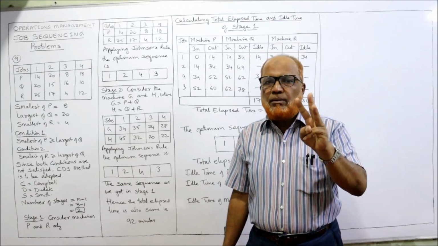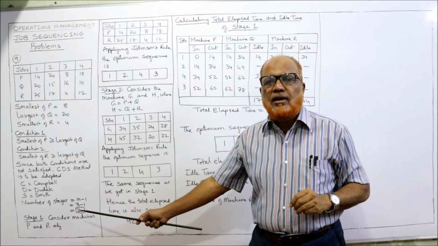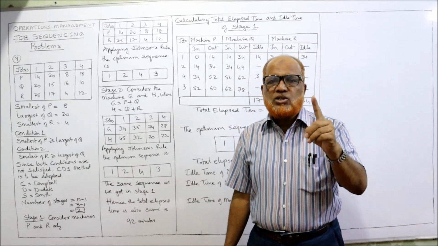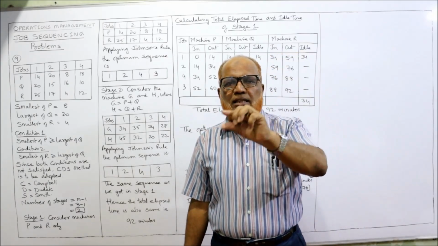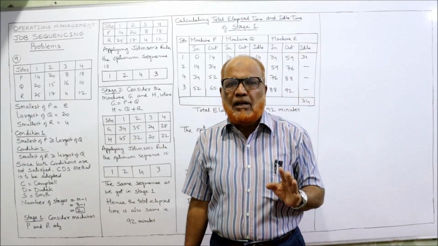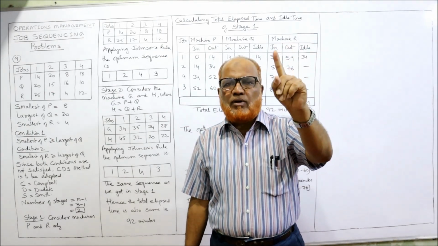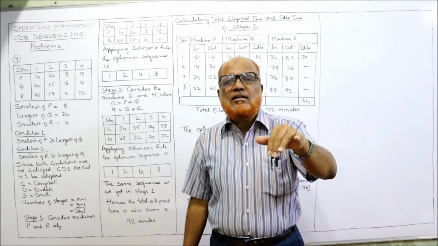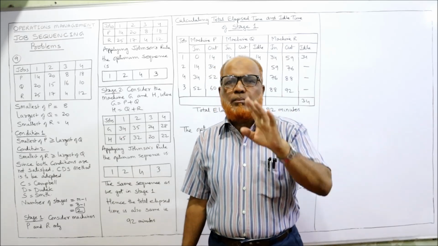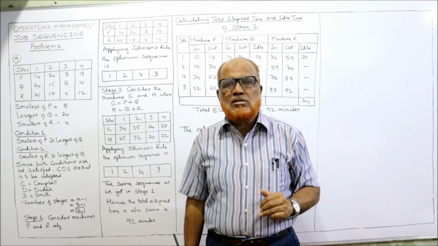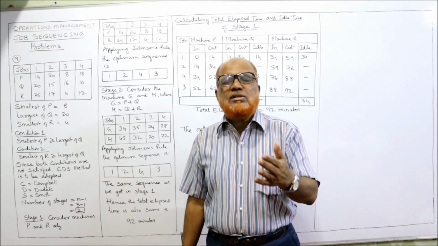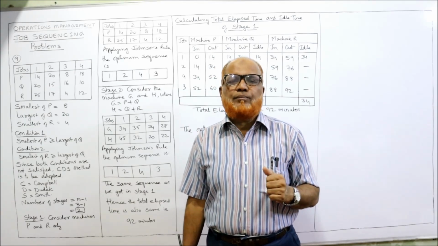If there are only three machines, we require only two stages. Stage 1, take the first machine and the last machine. Ignore the middle machines. Second stage, combine the first two and make it one machine, and combine the last two and make it one machine. So convert into two machines. Again find out the optimum sequence and find out the total elapsed time.